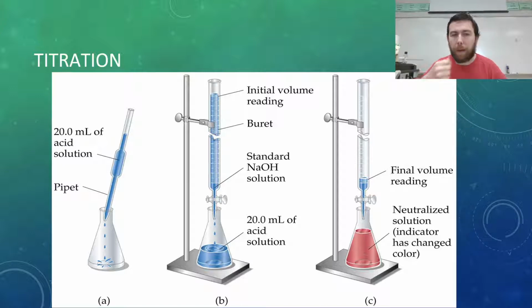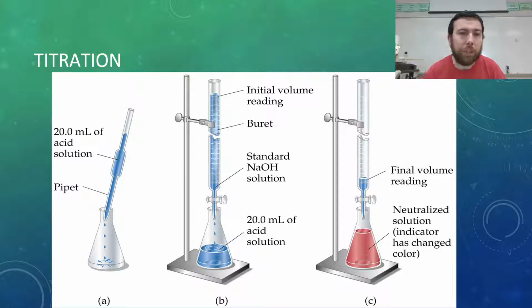What we're going to do is pipette it, so there's your pipette, into an Erlenmeyer flask. So you've got your acid solution being placed into your Erlenmeyer flask. And the acid in this particular case, because it has an unknown concentration, we're going to refer to as the analyte. That is the thing that we're trying to determine. That's what we're analyzing in this titration process.